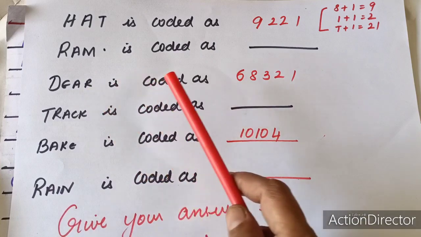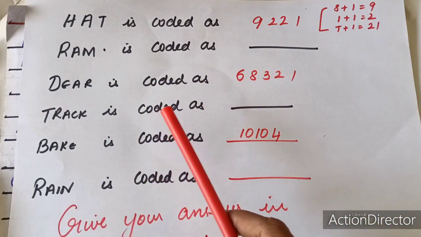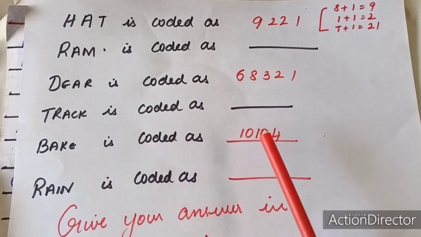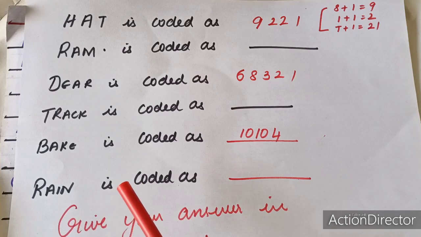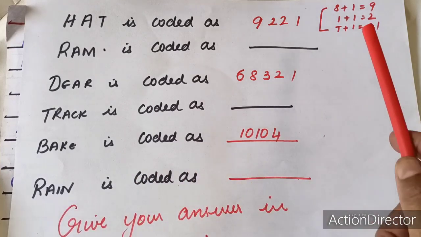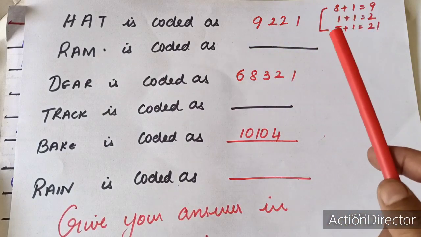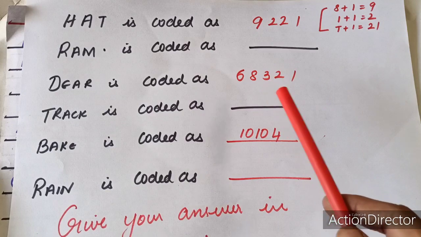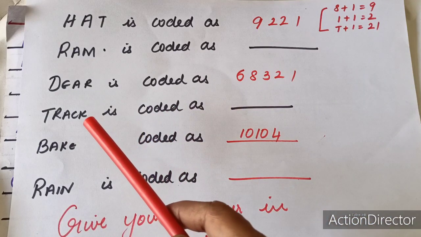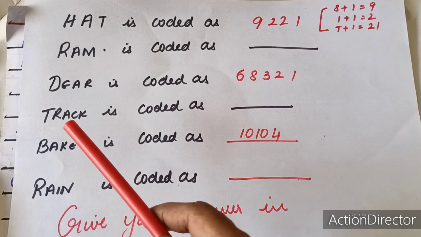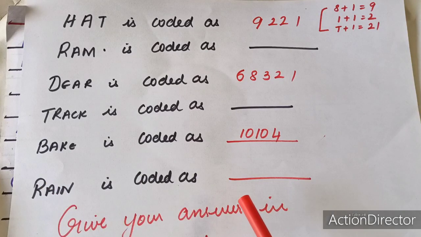Here deer is coded as 68321 and you have to find the answer for track. Bake is coded as 10104. Now you find the answer for rain. So in the similar way, there may be some adjustment, either +1 or -1, +2 or -2. You have to find the trick how it has been coded. In the similar way, you have to code the question whatever is asked in the exam. Here you are asked to code Ram, track and rain. Give your answer in your comment section.